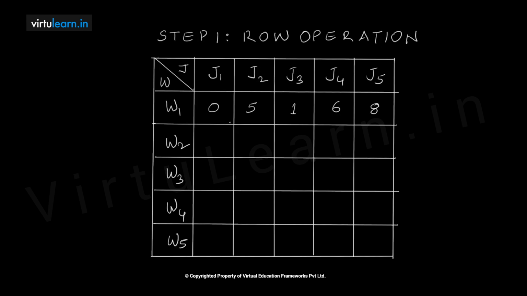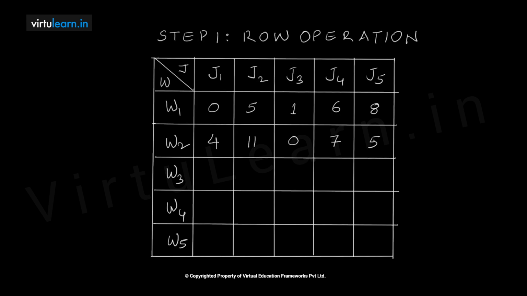Then we'll see the W2 row, that is 12, 19, 8, 15, 13. Among these, as we know, 8 is the lowest element. So 12 minus 8, 4; 19 minus 8, 11; 8 minus 8, 0; 15 minus 8, 7; 13 minus 8, 5.